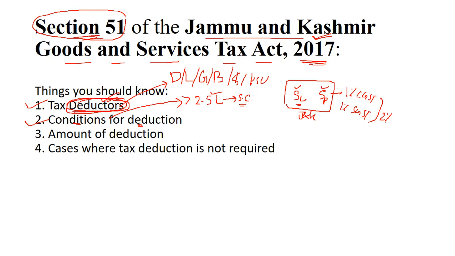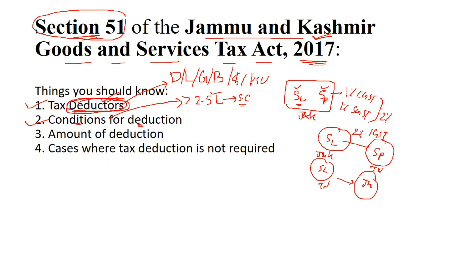And the second condition: if the supplier is registered in one state and is supplying in another state, in that case you will deduct 2% of IGST, right? Interstate GST. So in both cases you will deduct 2% of GST. Say if the supplier is registered in Jammu and Kashmir and he is supplying in another state, say Tamil Nadu, in this case you will deduct 2% of IGST, or vice versa. If the supplier is registered in Tamil Nadu and he is making supplies in J&K, in this case also you will deduct 2% of IGST, right?